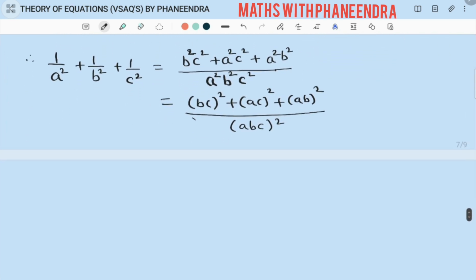So the numerator is in the form of alpha square plus beta square plus gamma square. So we know that formula.